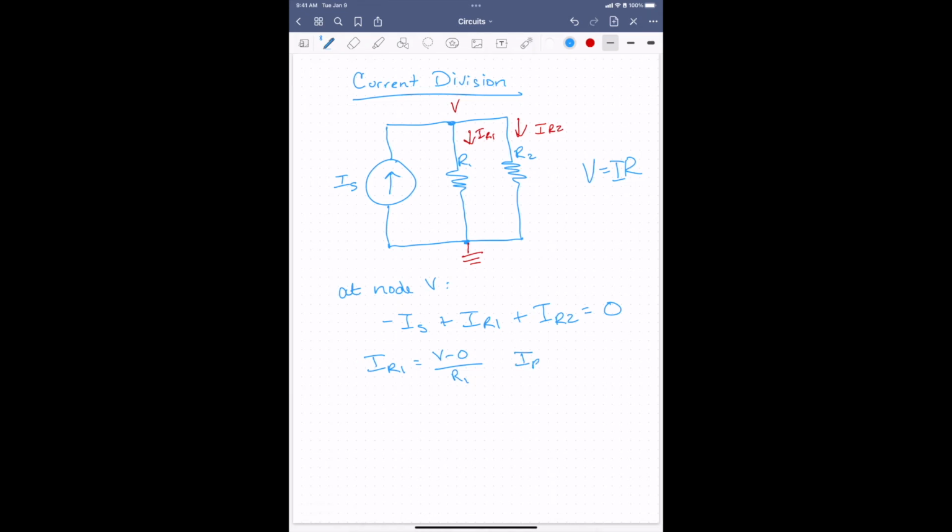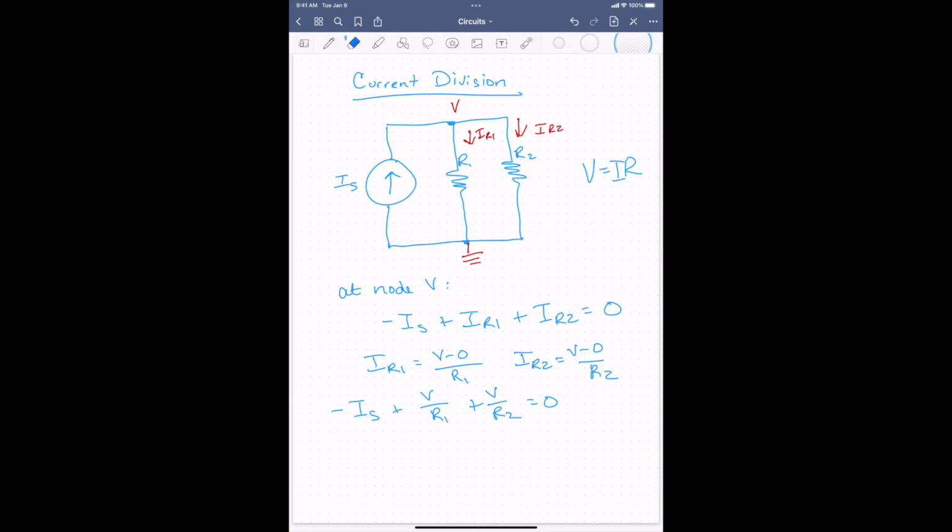Similarly, IR2 is equal to the voltage across R2, which is V minus 0 over R2. We can plug that into our equation. We get minus IS plus V over R1 plus V over R2. I went ahead and subtracted the zeros. That will give us 0. And after a while, you'll be able to just write this equation.